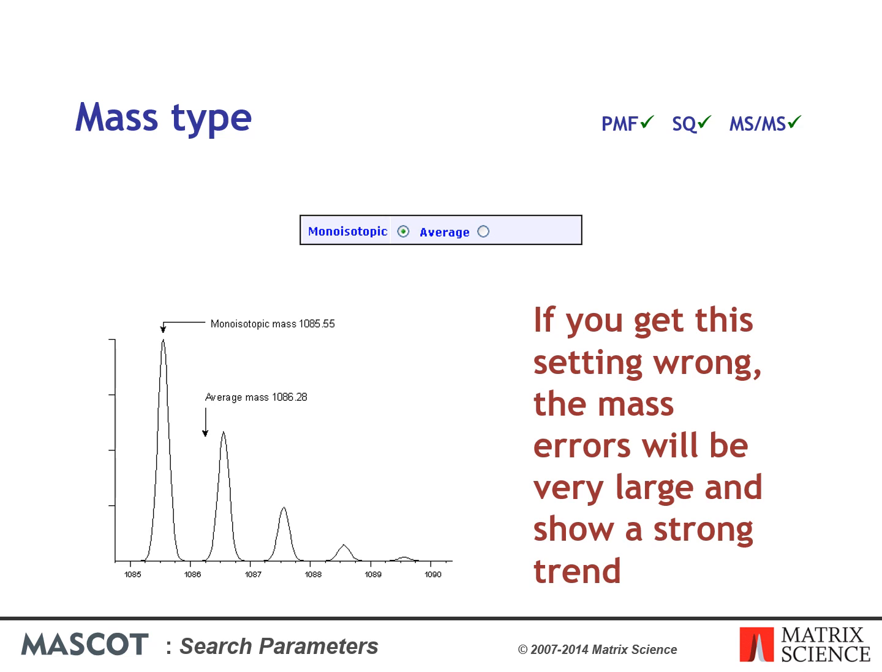Most modern instruments produce monoisotopic mass values. You will only have an average mass if the entire isotope distribution has been centroided into a single peak, which usually implies very low resolution. If you get this setting wrong, the mass errors will be very large and show a strong trend, because the difference between an average and monoisotopic mass for peptides and proteins is approximately 0.06%.